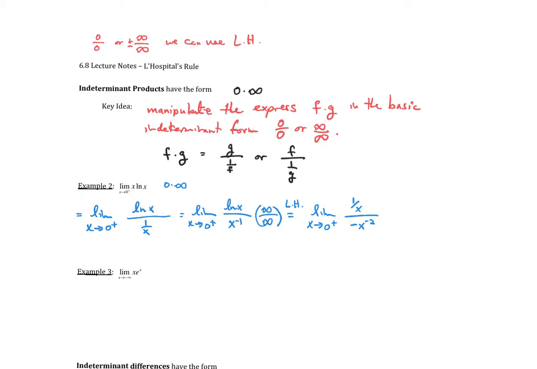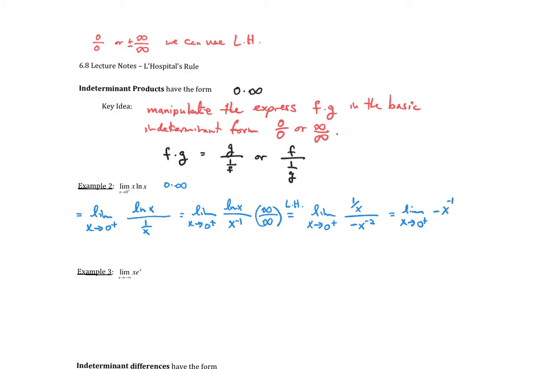When we simplify this fraction using algebra, what are we going to get? We're going to get the limit as x goes to 0 from the positive side. This becomes negative x to the negative 1.